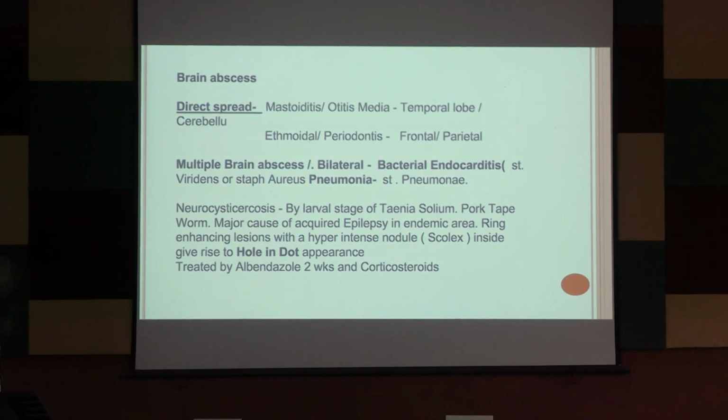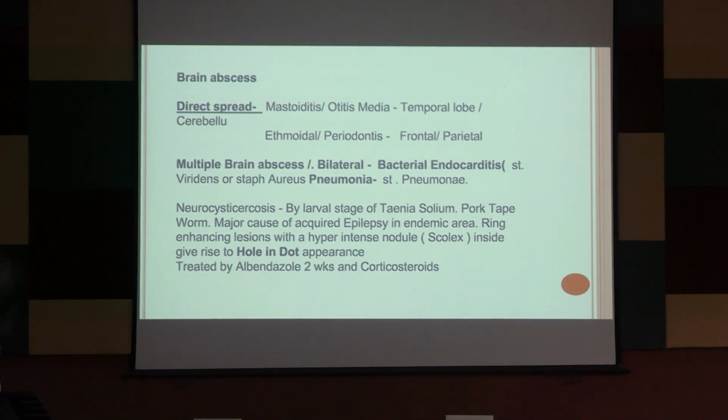Multiple brain abscesses may occur in bacterial endocarditis. You know what bacterial endocarditis is? The endocardium is infected and there are showers of bacteria going into the blood. If there is a breach in the blood-brain barrier, there will be multiple abscesses in the brain. So an important cause of multiple abscesses in the brain is bacterial endocarditis. Streptococcus viridans or Staph aureus are the common organisms for bacterial endocarditis.